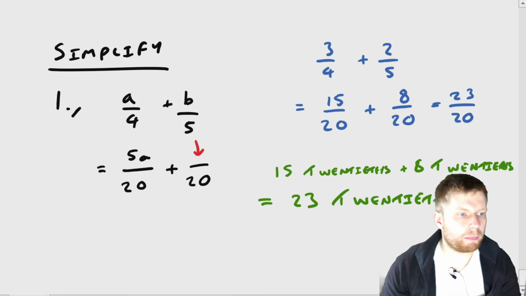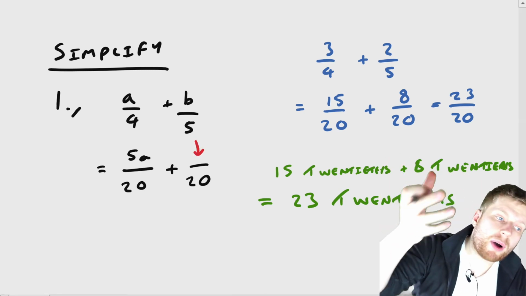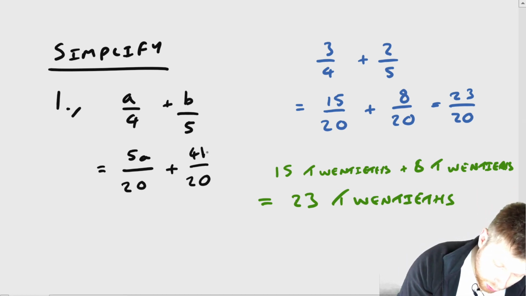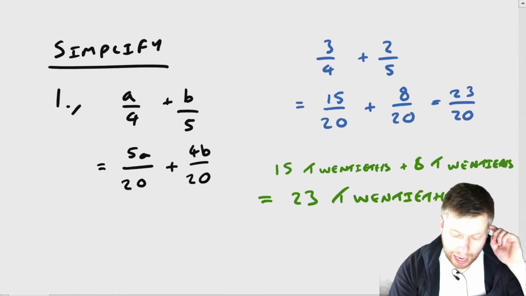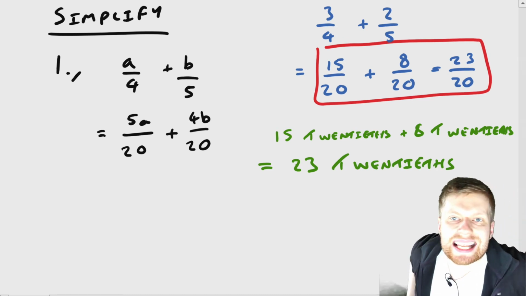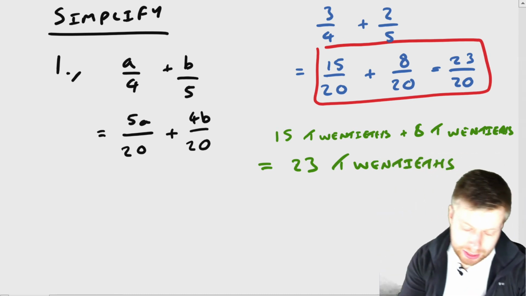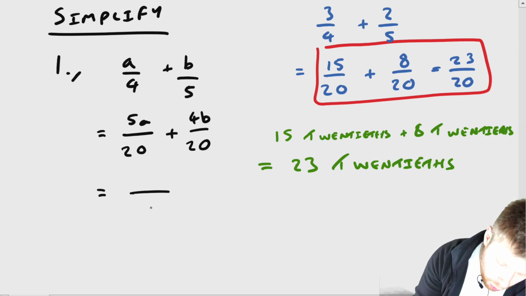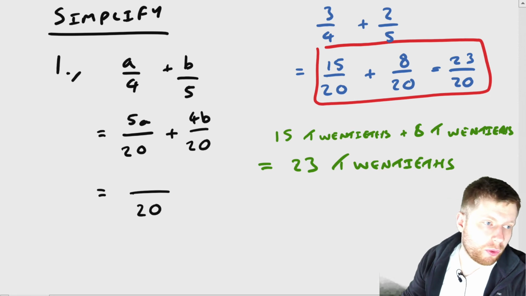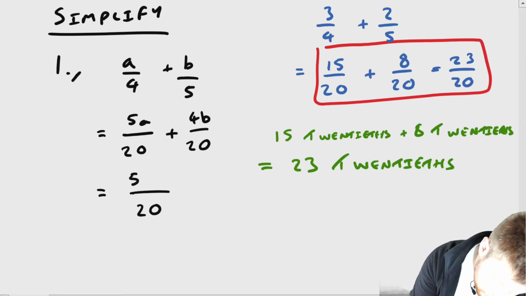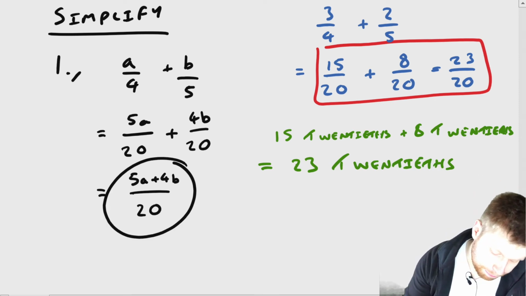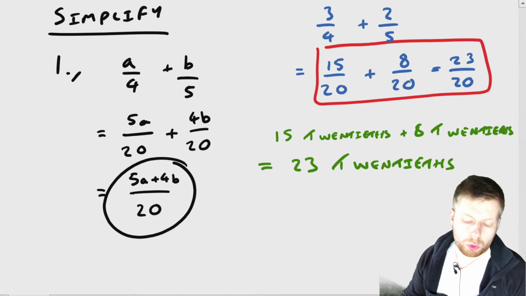Second fraction, what have I multiplied by? From 5 to 20, I've multiplied by 4, which means I also need to multiply the numerator by 4. So if I take b and multiply it by 4, I get 4b. Now all that's left is to add together the numerators, and the denominator stays the same, over 20. So I have 5a plus 4b, and I can't do anything there. Fully simplified, this is 5a plus 4b all divided by 20.